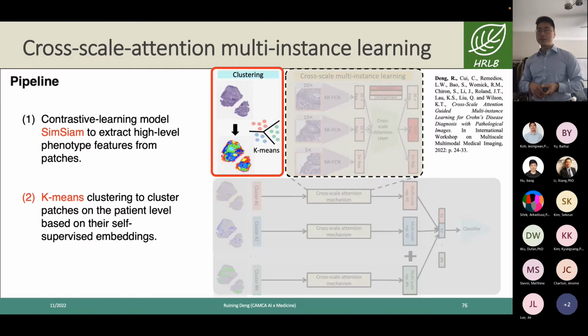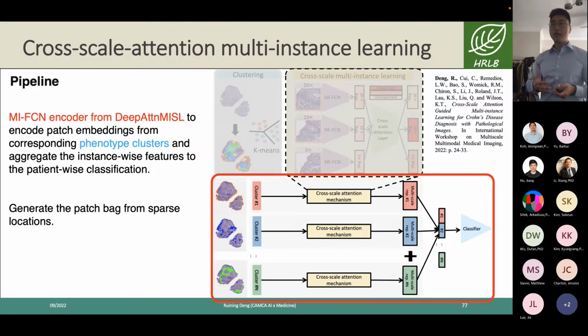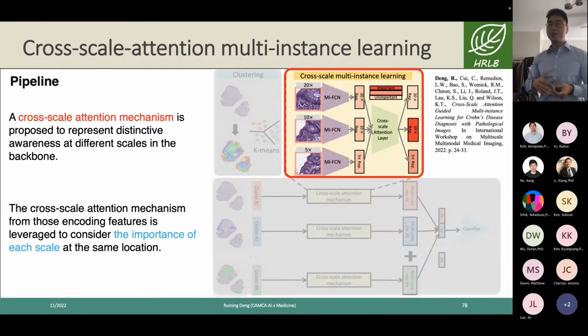So here's our pipeline. In the first step, we use the contrastive learning model SimSiam to extract the phenotype features from all of the patches. We also use a deep attention multiple instance learning model to encode all of the patterns from each bag. The most important part of our proposed model is the cross-scale attention mechanism, which means that at the same locations, we let the model understand which resolution is more important for disease diagnosis.